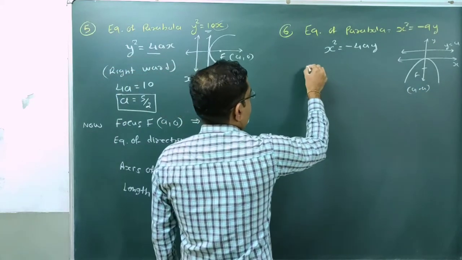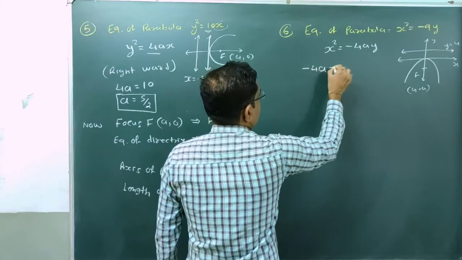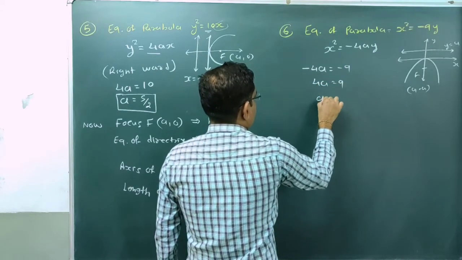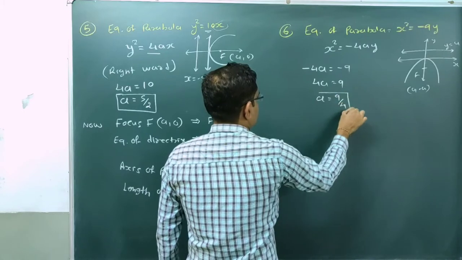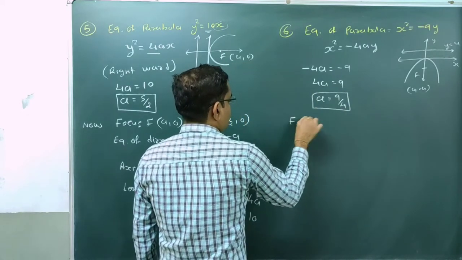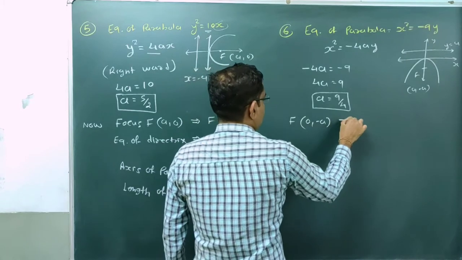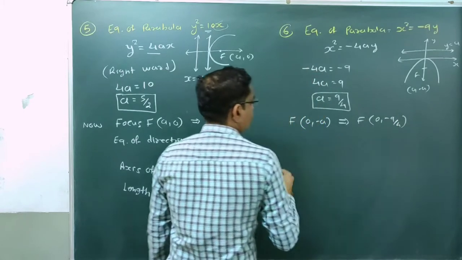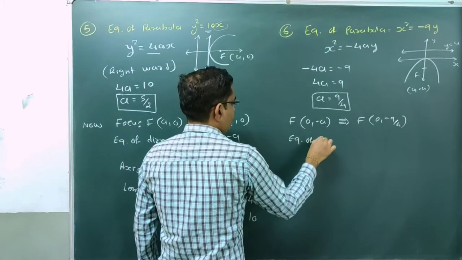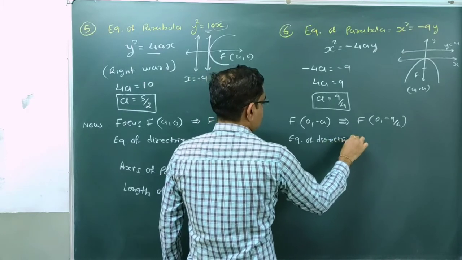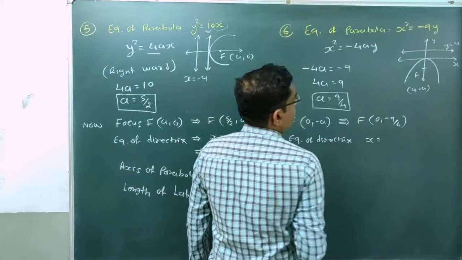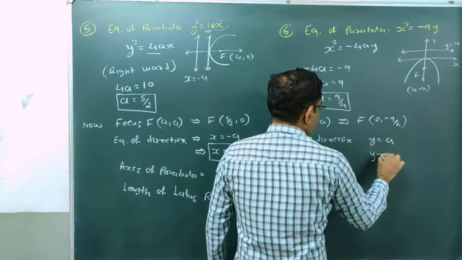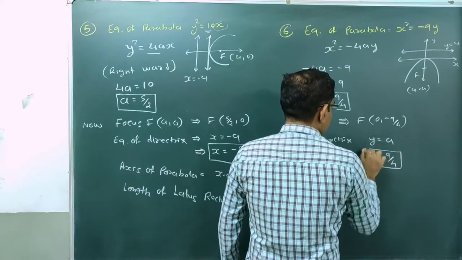So comparing this equation, we are getting minus 4a equal to minus 9. So 4a equal to 9. Value of a is 9 by 4. So coordinates of focus (0, minus a), so it's F (0, minus 9 by 4). Equation of directrix is y equal to a, so y equal to 9 by 4 is the equation of directrix.